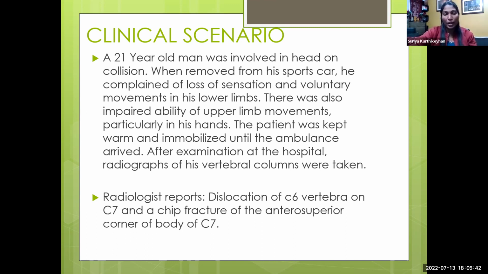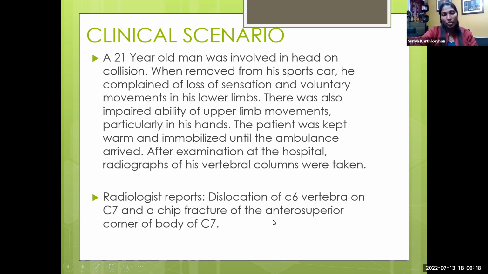The person complained of loss of sensation and voluntary movements in his lower limbs. There was also impaired ability of the upper limb movements, particularly in his hands. The patient was kept warm and immobilized until the ambulance arrived. After examination at the hospital, the radiographs of the vertebral column were taken. The radiologist reported a dislocation of C6 vertebra on C7. So the diagnosis is dislocation of C6 vertebra on C7.